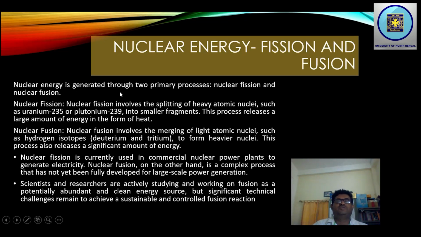Nuclear energy is generated through two processes, nuclear fission and nuclear fusion. Nuclear fission involves the splitting of heavy nuclei such as uranium-235 or plutonium-239 into smaller fragments. This process releases a large amount of energy in the form of heat. Nuclear fusion involves the merging of light atomic nuclei such as the hydrogen isotopes deuterium and tritium to form heavier nuclei. This process also releases a significant amount of energy.